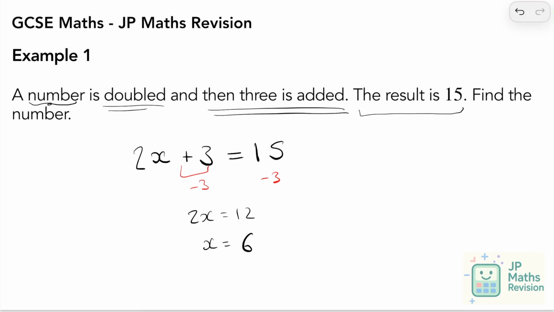So my number is 6, and if I really want, I can double check my answer. If I double 6, I get 12, and then if I add 3 to 12, I get 15. So the result should be 15, which means I know I've definitely done it correctly, okay?